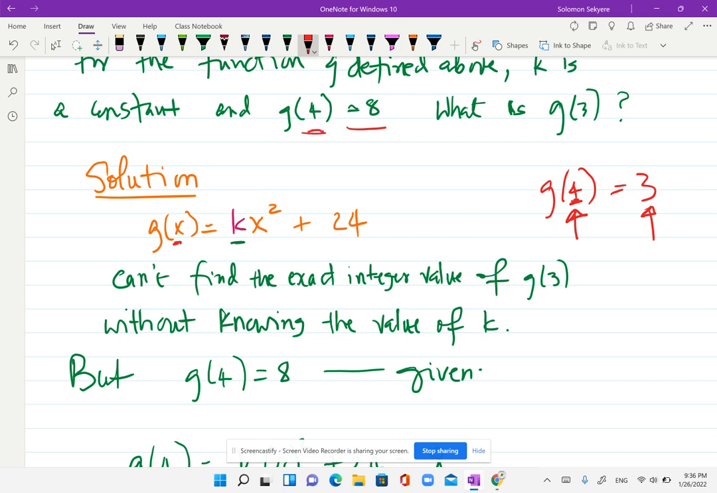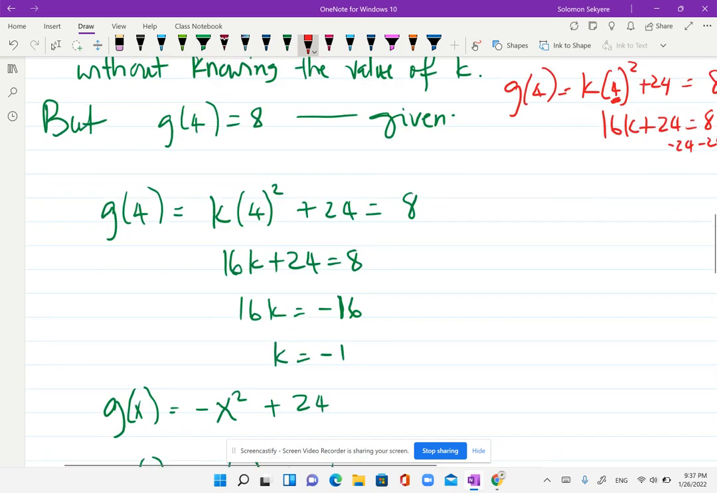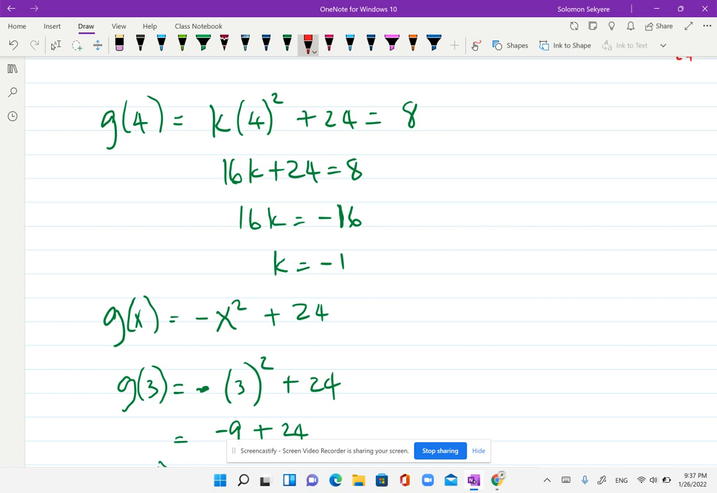So g of 4 equals 8 means g of 4 is equal to k times 4 squared plus 24. We are told this is equal to 8. So 4 squared is 16, so 16k plus 24 equals 8. And then we proceed to solve for k. Subtract 24 from both sides. 16k equals negative 16. And then we divide by 16 and k equals negative 1.